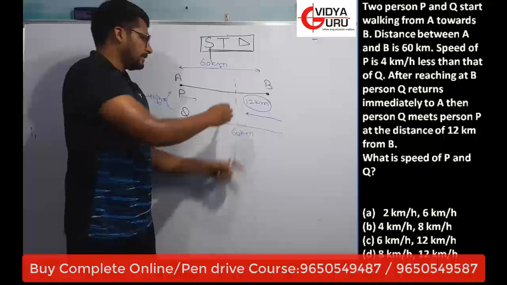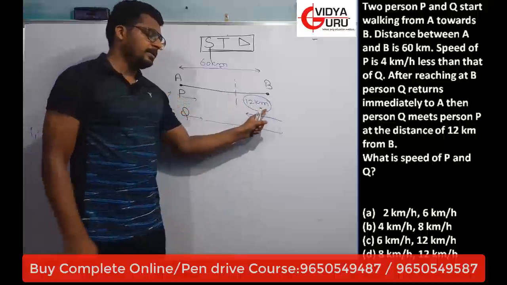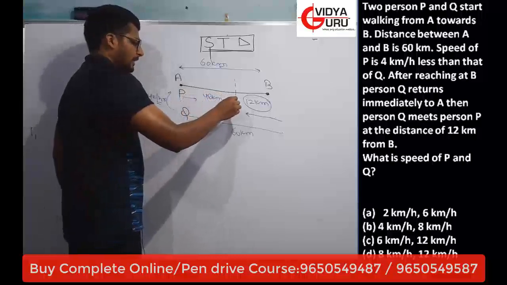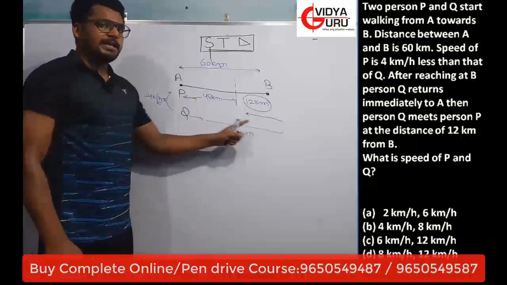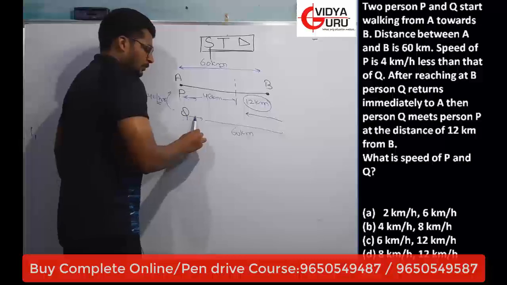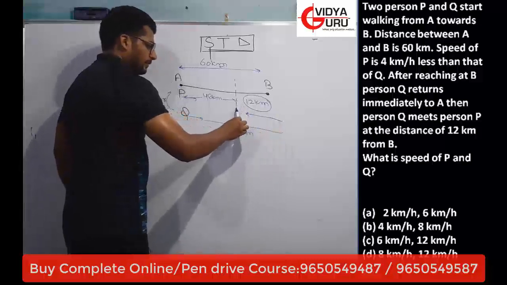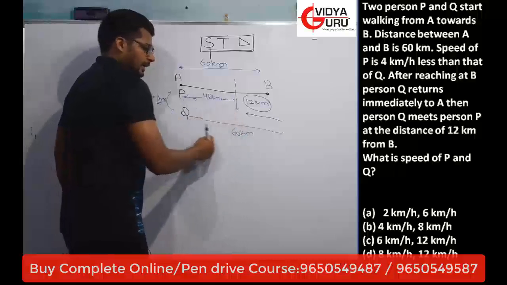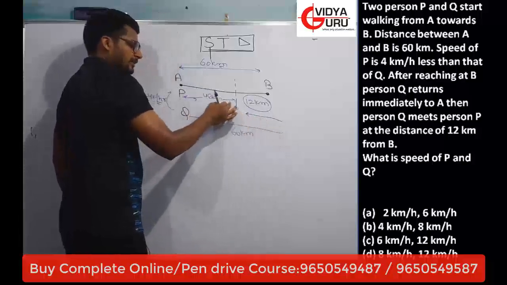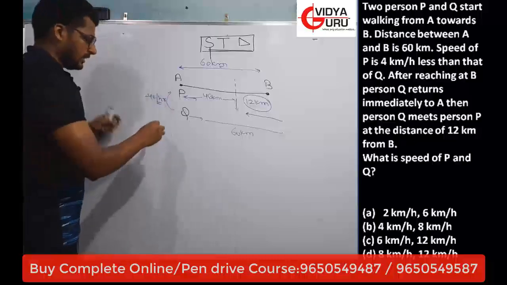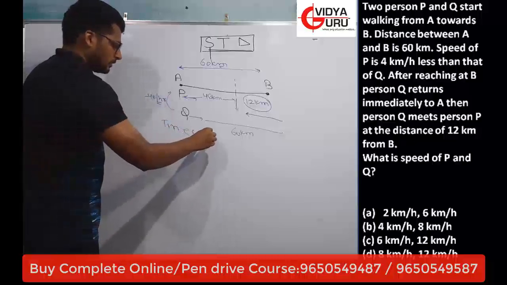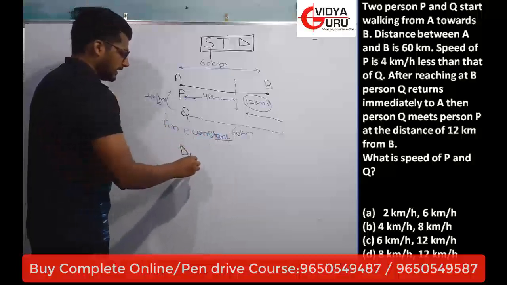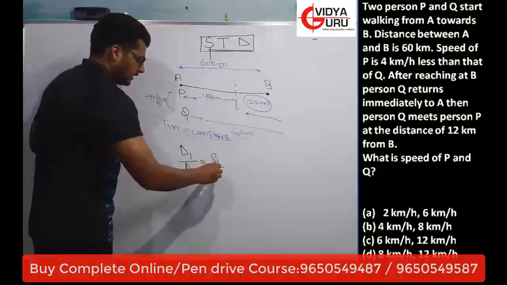Then he meets P at some point here, which is 12 km from B. That means he traveled 12 km more. How much distance is covered by P? 48 km. Both started at the same time. In that time, Q reached B and returned towards A and met P here. In that time, P has covered only this distance. That means time is constant.